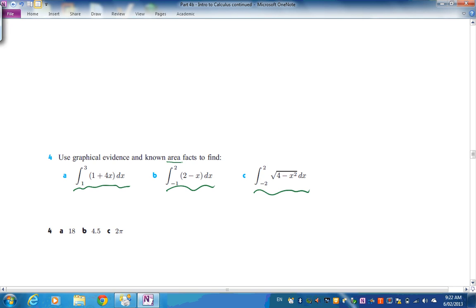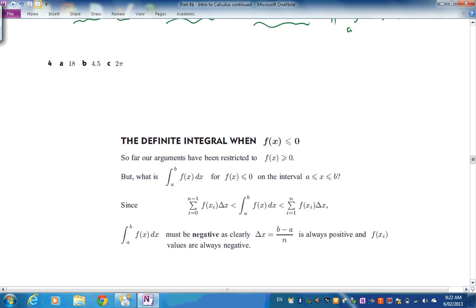And you're going to have to use area facts because we still haven't found a way of doing this directly. We're still relating it to geometry and using geometry to come at this. Hey, this is introductory calculus. I wonder if calculus can actually find an exact way of doing that. Well, we're going to eventually get there. So try those problems.